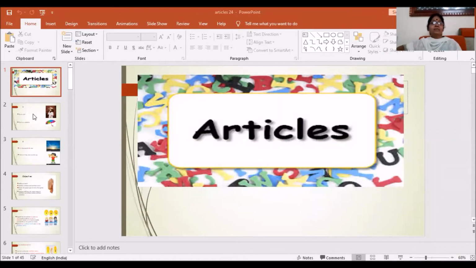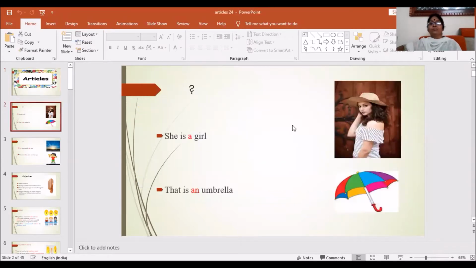So let's start our class by looking at this picture, right? Who is this? If we ask, then the answer will be she is a girl, right? We don't say she is girl, we say she is a girl. So here we have used an article a. What is that? That is an umbrella, right? So here I've used an article an, right?